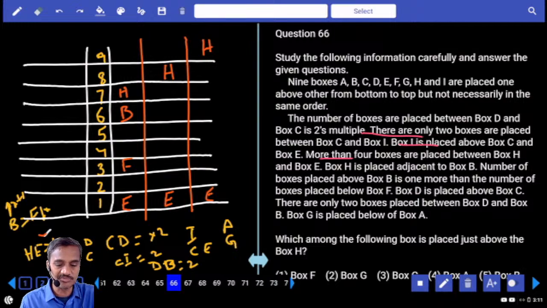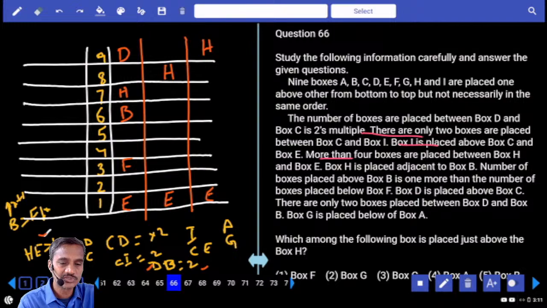Now between D and B there must be exactly 2 boxes. 1, 2, hence D is here, above this one. Below is not possible. And between C and D, it must be a multiple of 2.